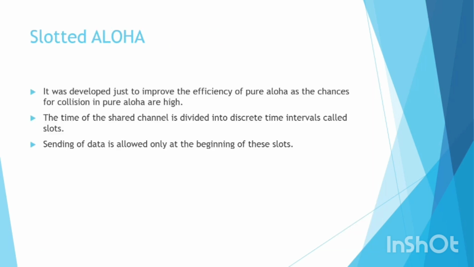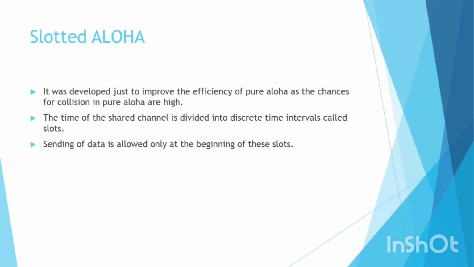Next comes slotted ALOHA. What is slotted ALOHA? Like pure ALOHA, it was developed just to improve the efficiency of pure ALOHA, as the chances of collision in pure ALOHA are high. We saw that in pure ALOHA, the chances of collision were very high. Why? Because the stations do not wait. They send simultaneously. To improve on that, slotted ALOHA was developed.